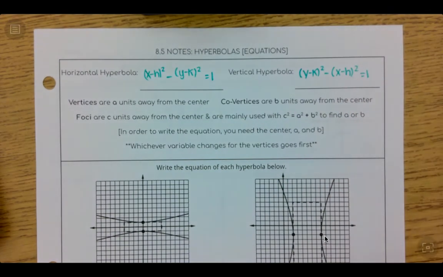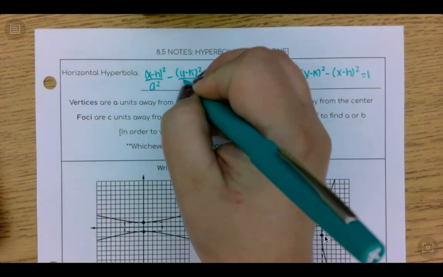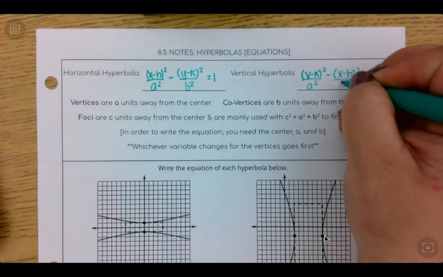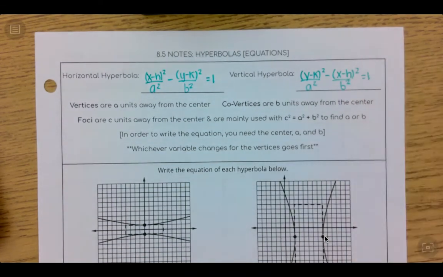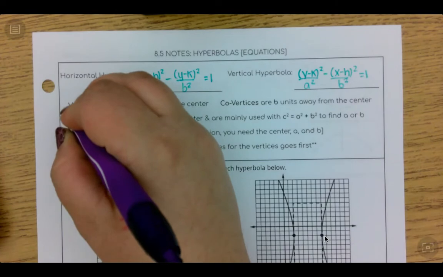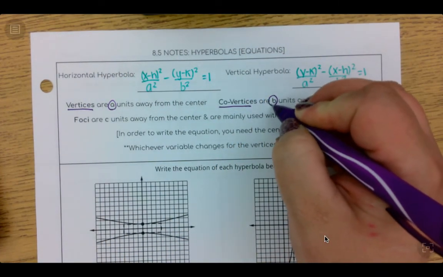And they both have a fraction. The fraction is always going to be a squared, b squared. Like that. Now you might be asking, okay, well, what are a and b? How do we find them? Good question. A comes from the vertices. So the vertices are always a. The co-vertices are always b units away from the center.